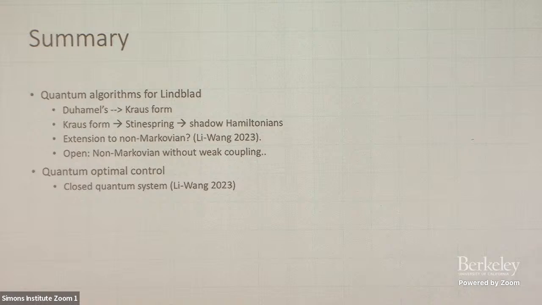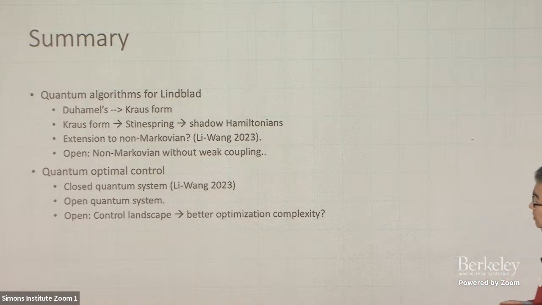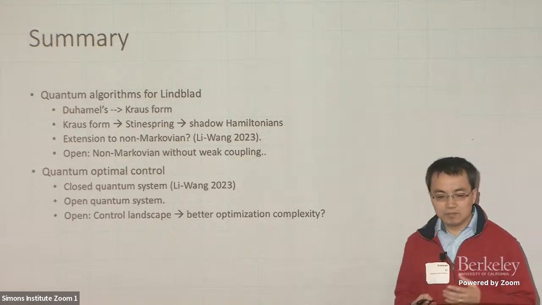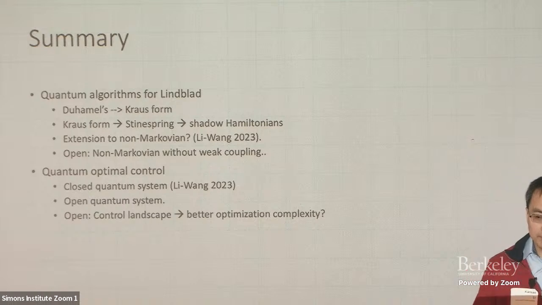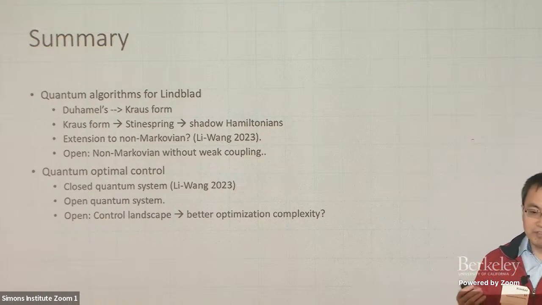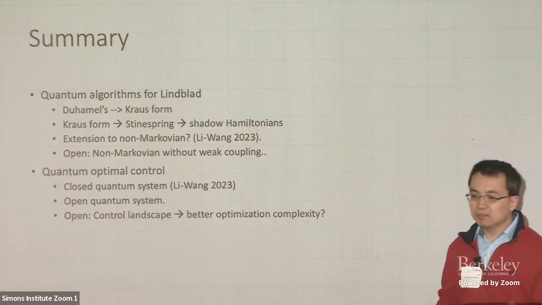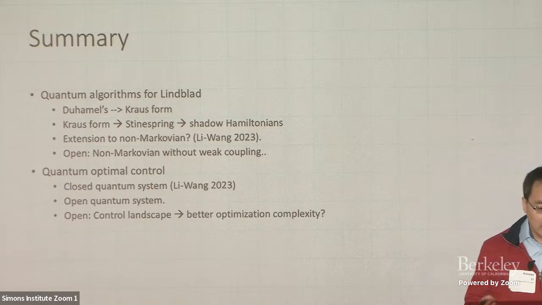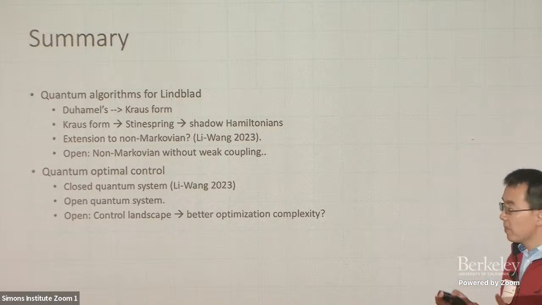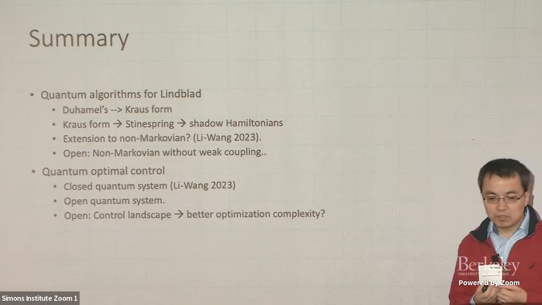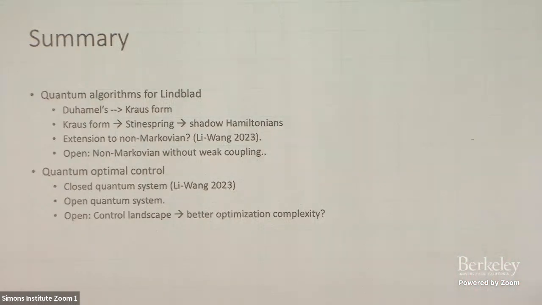And for quantum optimal control, we wrote a paper on closed quantum systems and another paper on open quantum systems, which is a lot more complicated. But one thing that's open here is that if you look at the quantum optimal control community, there seems to be a hope for a free lunch, meaning that the energy landscape is actually not that complicated, right? For closed quantum systems, this is more or less known. But for open quantum systems, there are some empirical observations. How do we translate those nice empirical observations into better optimization complexity? I think this is still an interesting question.